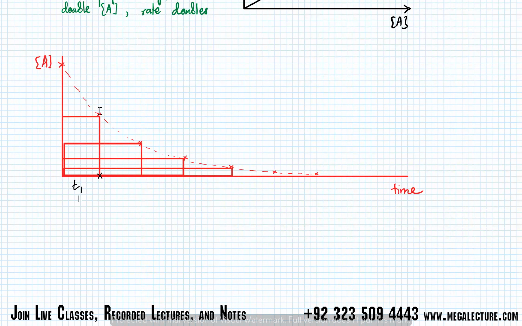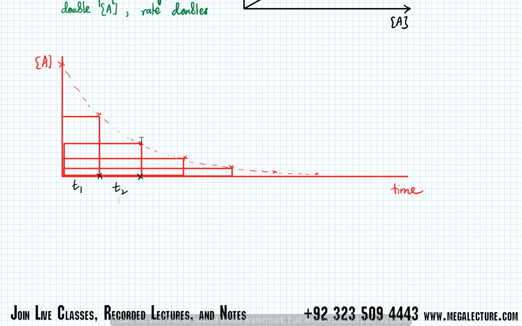Now the reaction is slightly slower because A's concentration is lesser. The reaction has slowed down, so the steepness is not that much anymore. But again, that's the time required for the concentration to decrease by half again. Compared to this one, again decreasing by half. So that's this point, my second half-life.